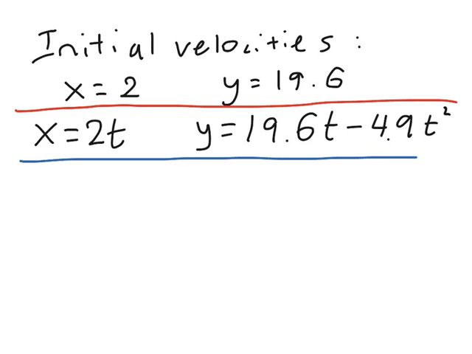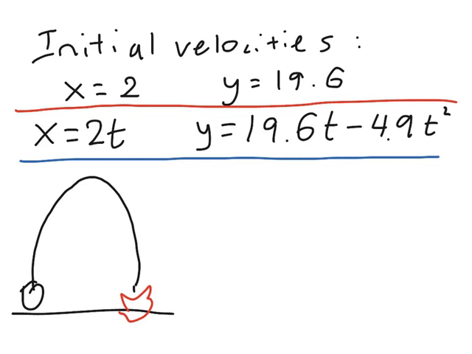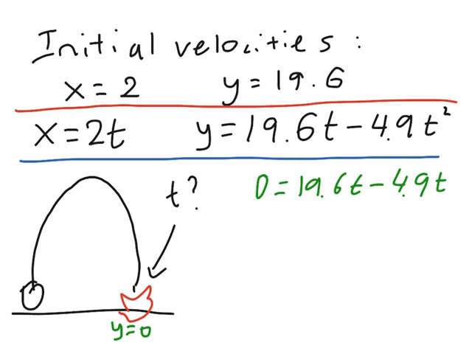Using these formulas, doing what we did in class today, we can figure out when the object, we know that the object will start on the ground, it will move up like this, and then it will eventually hit the ground again, and it will crash on the ground. We can figure out at what time the object is going to crash on the ground. To do that, we know that when it is on the ground, y equals 0. So, using the equation on the right, 0 equals 19.6t minus 4.9t squared.